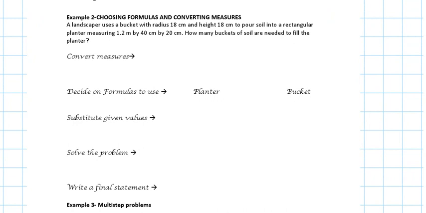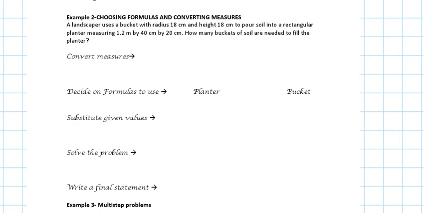Now, what do I have here? What scenario do I have? What shapes do I have? I have a cylinder that represents the bucket. What's the planter? What's the shape of the planter? Rectangular prism. So I have two different shapes here, right? And I'm using the bucket to fill the planter, right? And I know I'm looking at how many buckets I need to fill the planter. So what are you looking for here with respect to measurement?